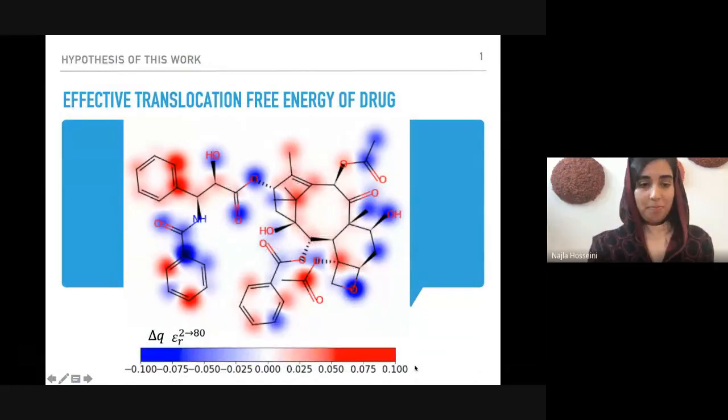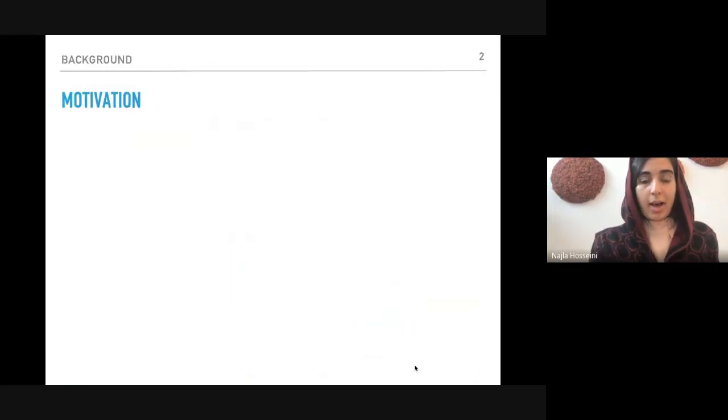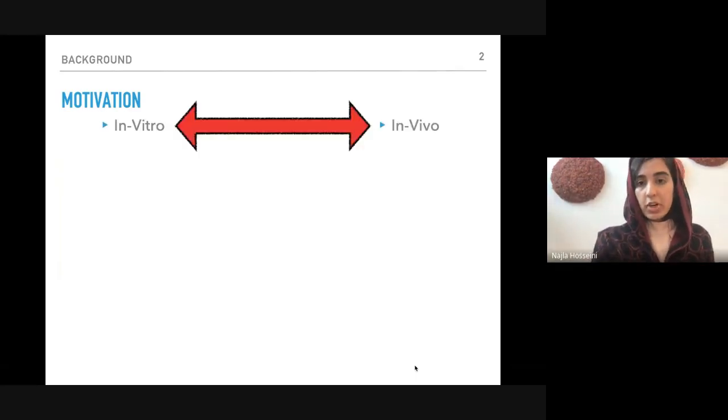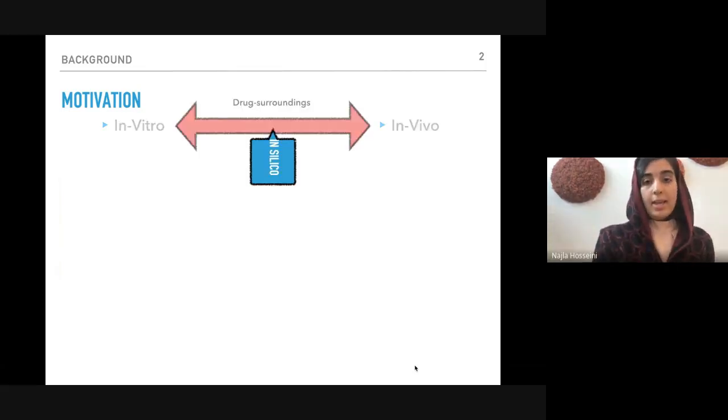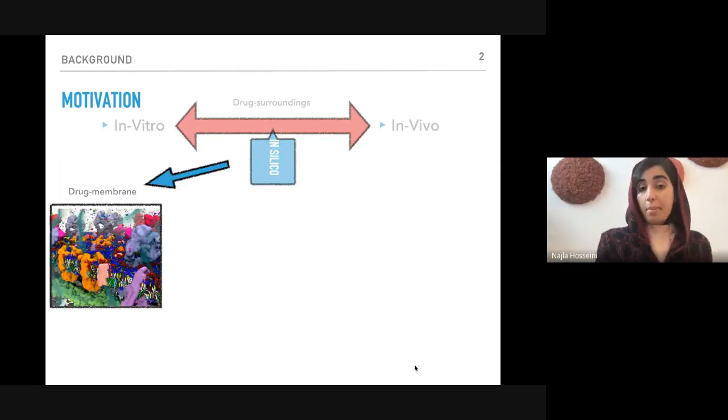Then the motivation of this work is the in vitro and in vivo data discrepancy for administration of drugs, and the important role of in silico studies, like MD simulation, MC or QM, to understand the details of interaction between the drug and its surroundings, for example the membrane of the cell, for better modification of the drug.